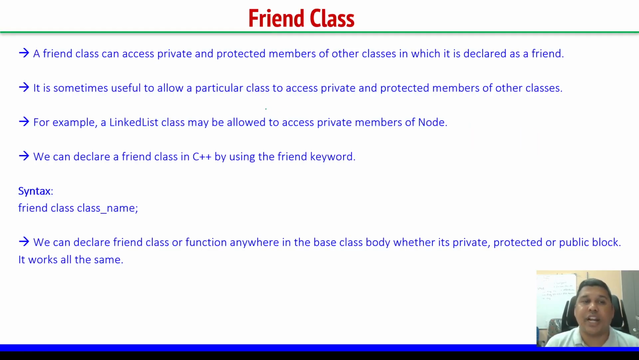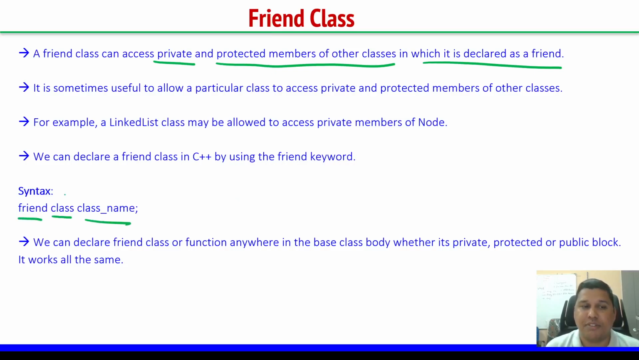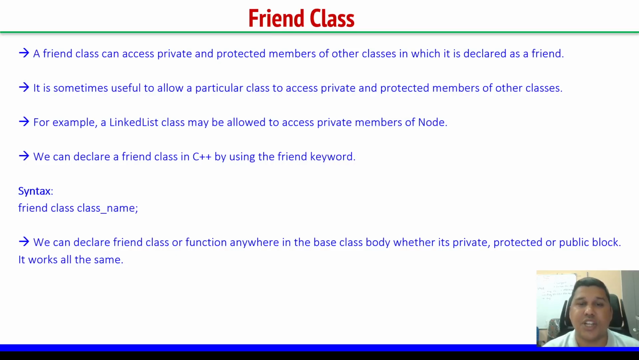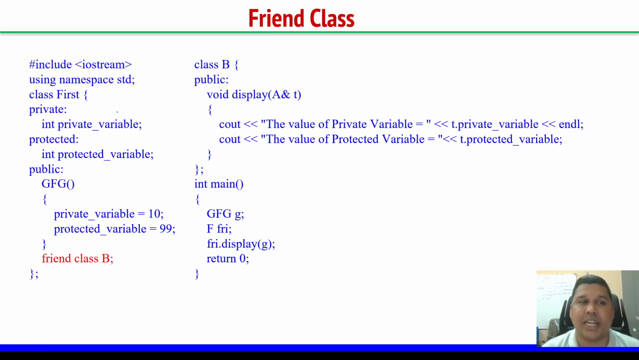So what is a friend class? A friend class can access private and protected members of other classes in which it is declared as a friend. Like this you have to write friend, class and the class name. I will just go to a theory example of this and come back to understand these theoretical points. Let's see this example here.